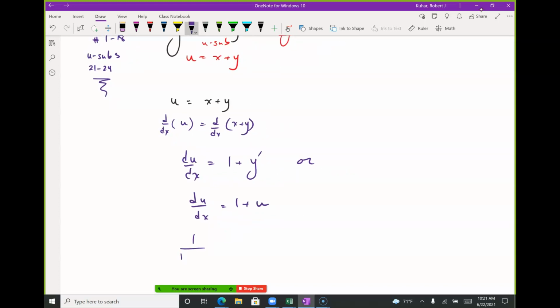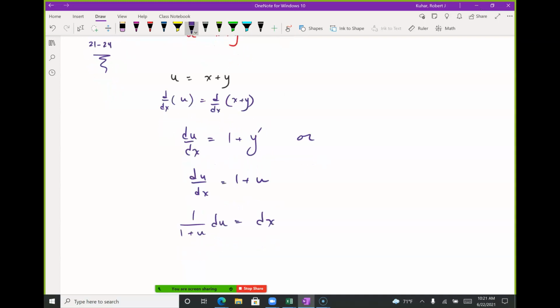So what do I get? I get 1 over 1 plus u du equals dx. Now it's separable. Now I've got a product on the right, right? It's the product of 1 plus u times 1, right? So now I've turned it into a product where the factors are in one variable or another. And so as I solve this, what do I get here?